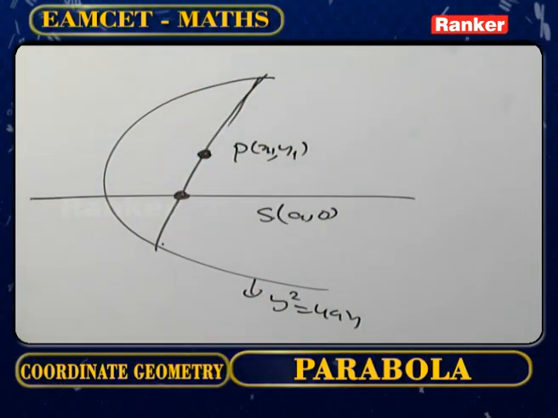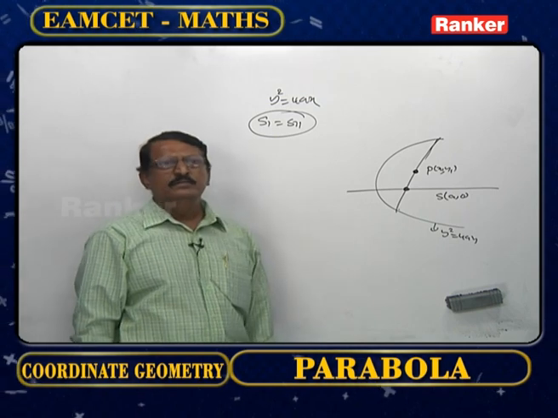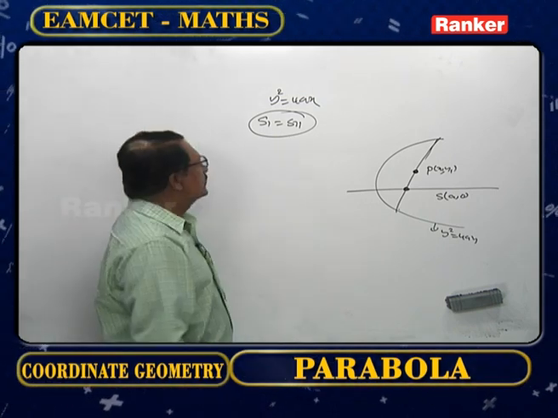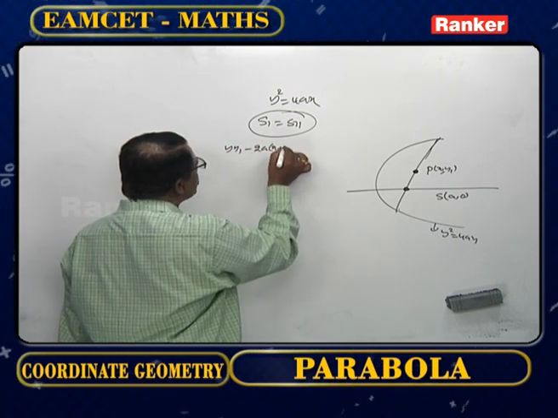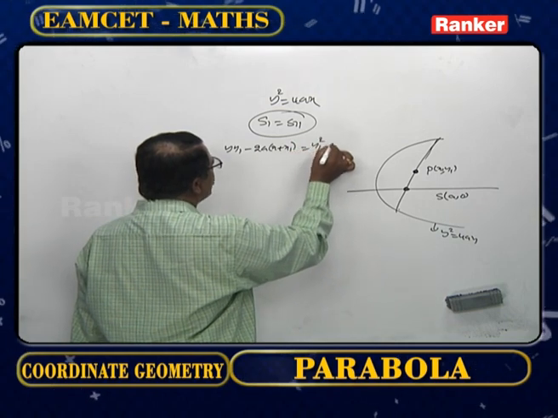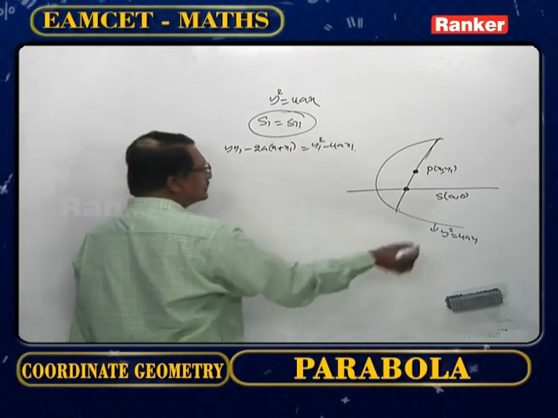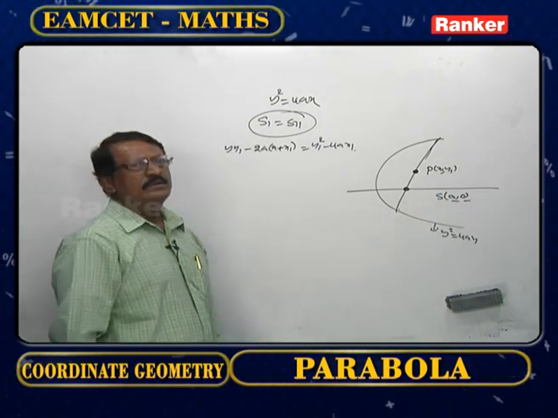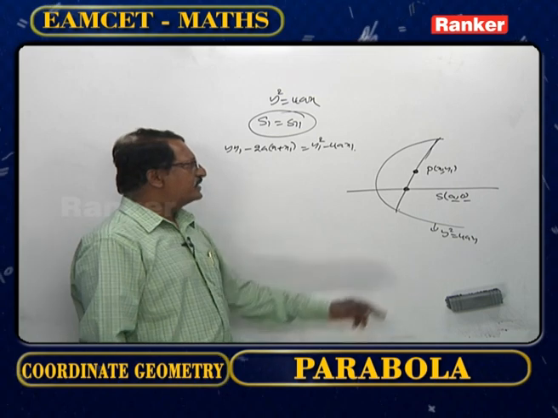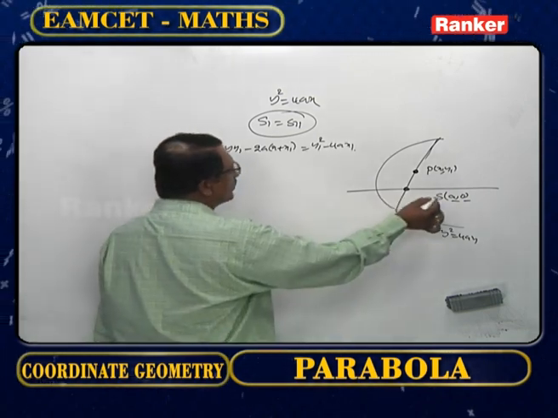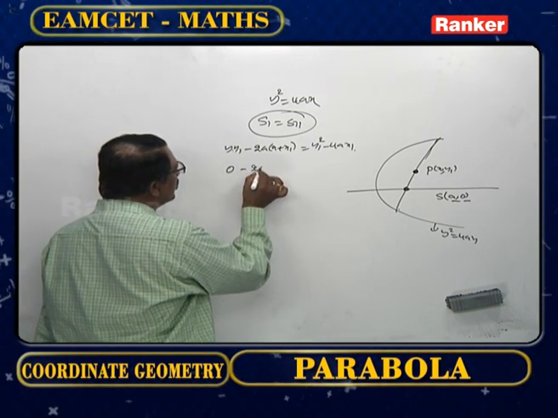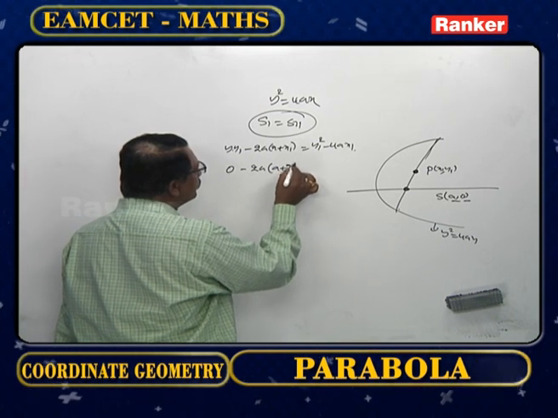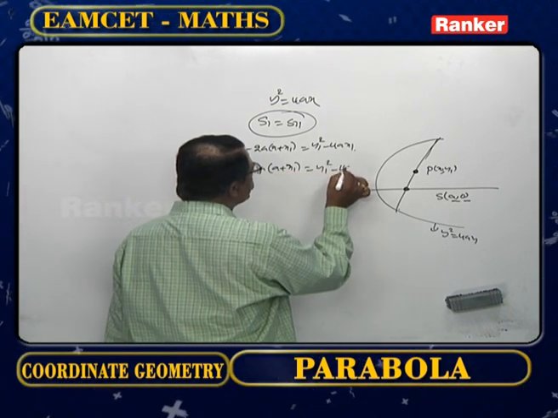Now the equation of the chord having midpoint P(x1, y1) is S1 equals S11. Now S1 is y1 y minus 2a into (x plus x1), equals S11, which is y1 square minus 4a x1. But it passes through the focus (a, 0) because it is a focal chord. Now in place of x equals a, y equals 0, substitute: 0 minus 2a into (a plus x1) equals y1 square minus 4a x1.